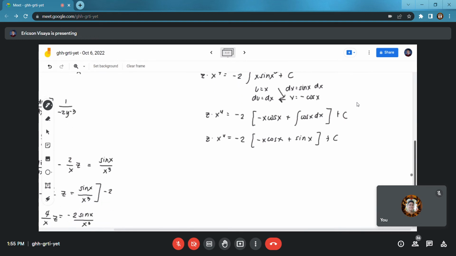But take note, we know that z is equal to y raised to -2. So the answer here is x to the 4th over... y raised to -2 is equal to 1 over y squared. So we distribute the -2: positive 2x cosine x, plus negative 2 sine x, plus c.